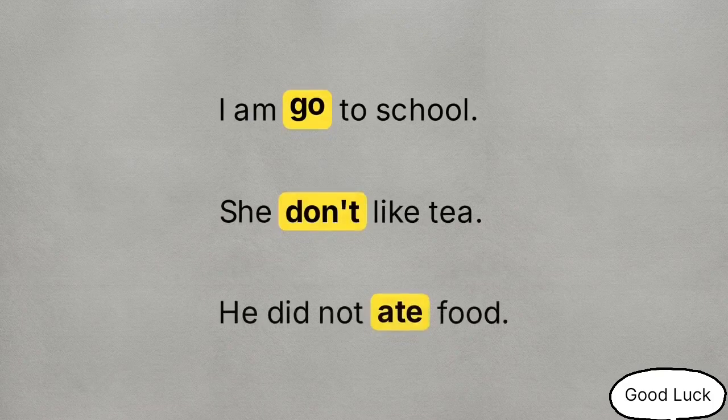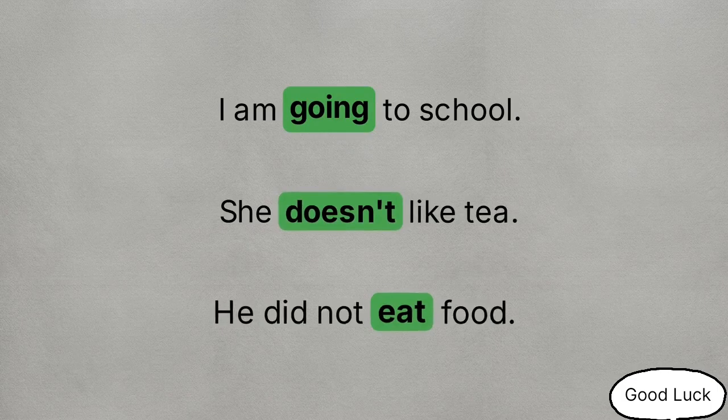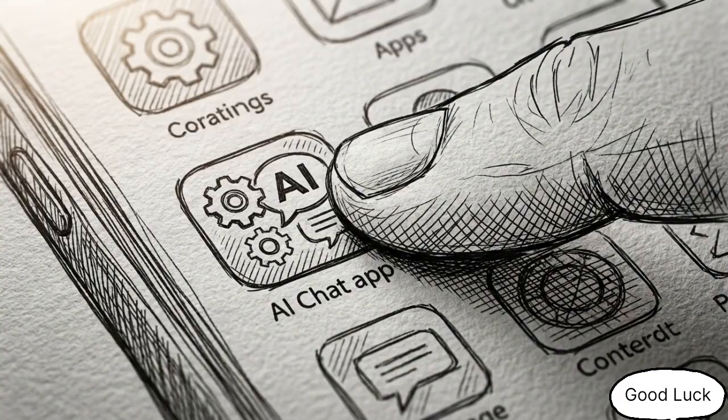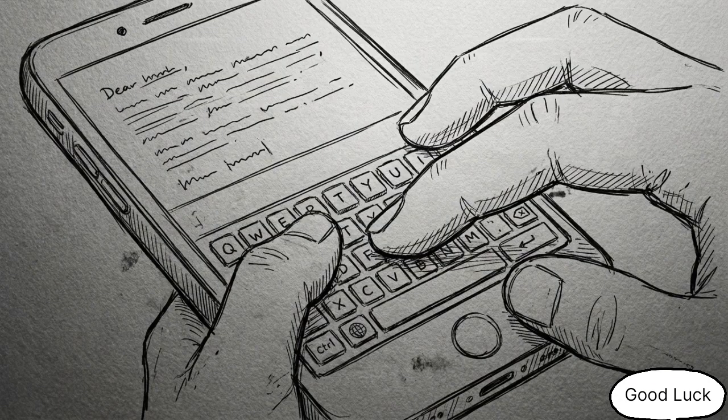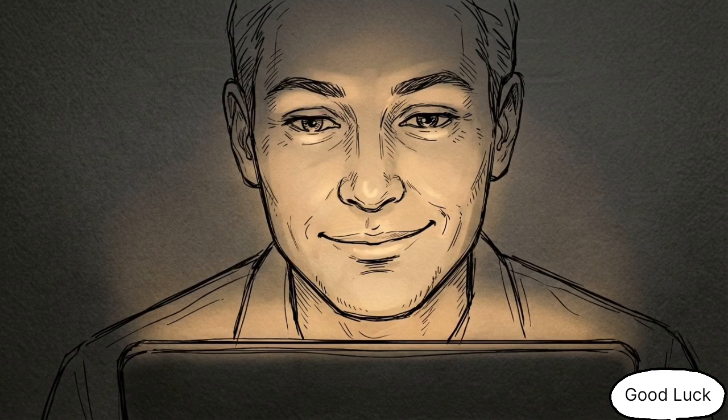Here is the correct mapping. The highlights identify the failed verbs and replace them to yield I am going to school, she doesn't like tea, and he did not eat food. Now run a live simulation. Open your AI app, type 5 original sentences, and ask for corrections. Active manipulation of flawed data helps solidify the logic required to build confidence in self-correction.